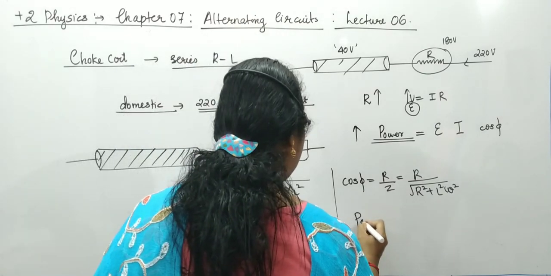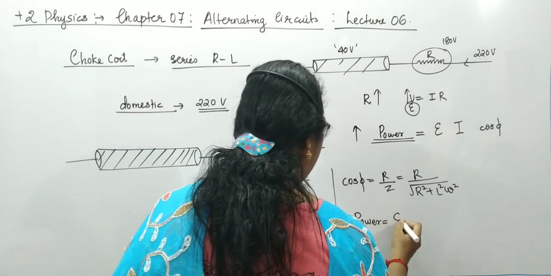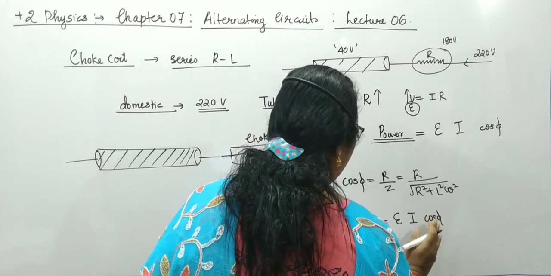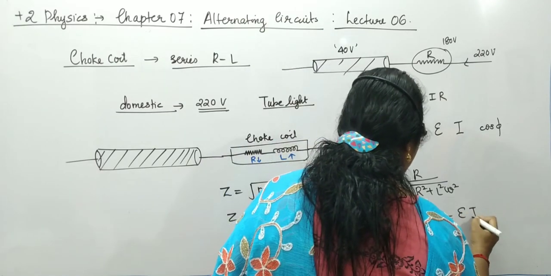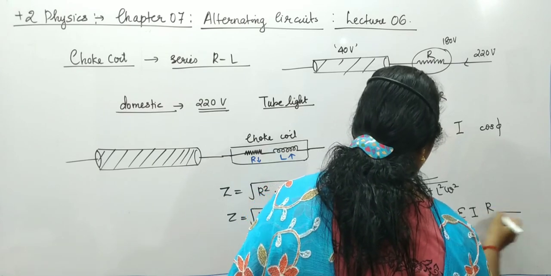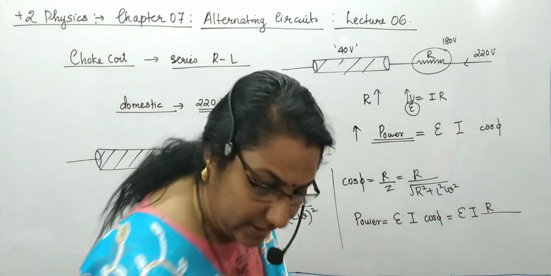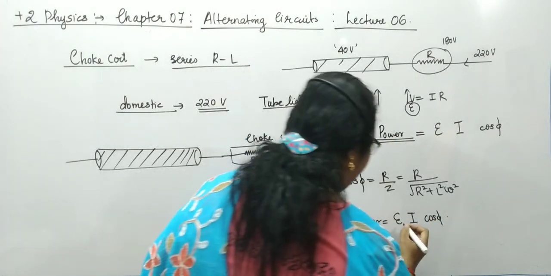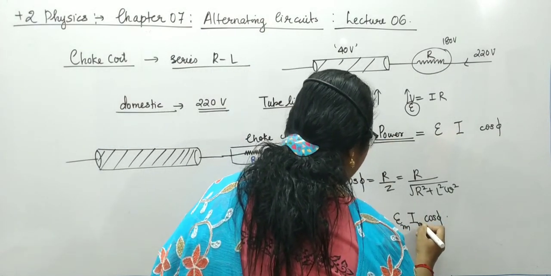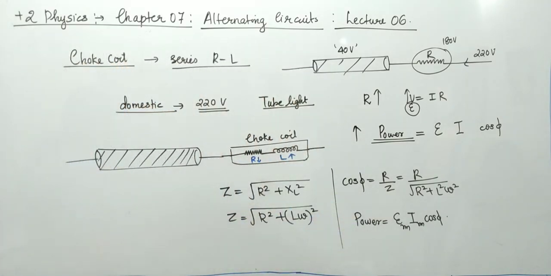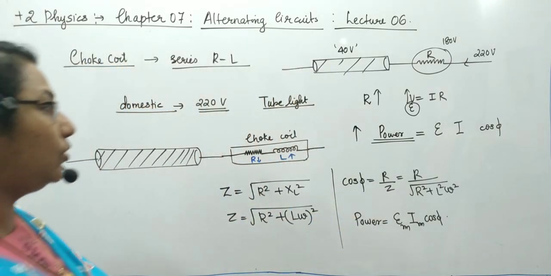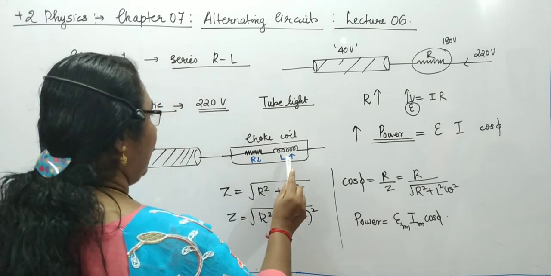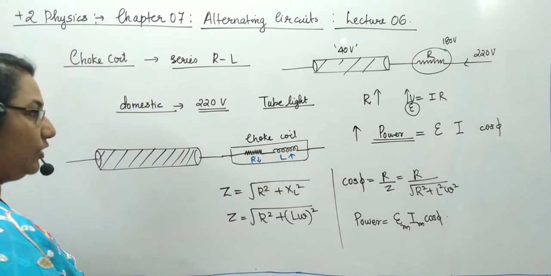Also, power is equal to ERMS IRMS cos phi, or the apparent power, ERMS IRMS cos phi. Okay, this is the connection. Now look, we have taken a less resistance. Okay, we have taken a larger inductance value.